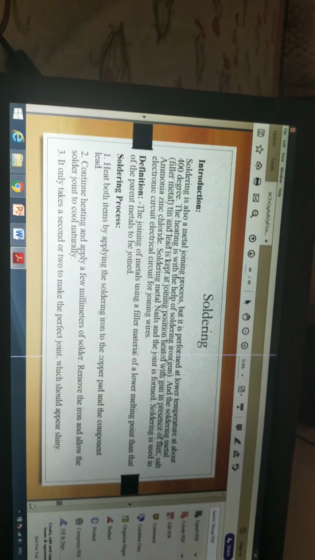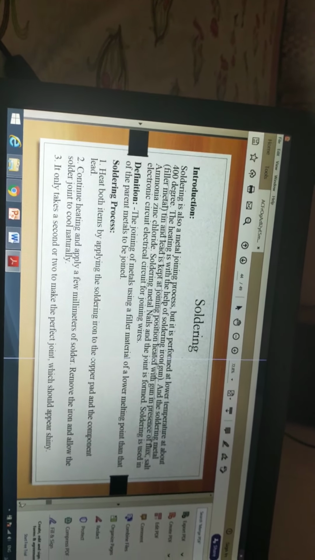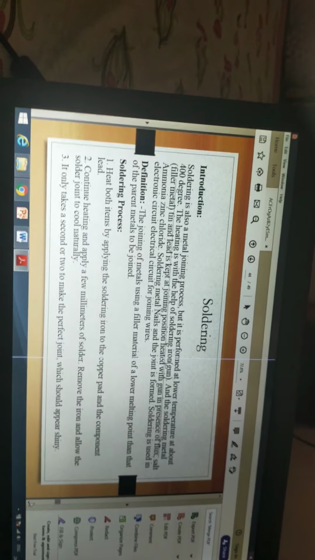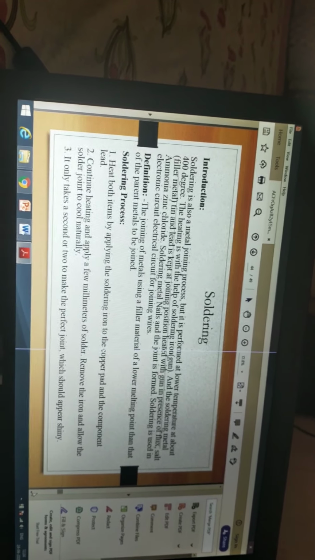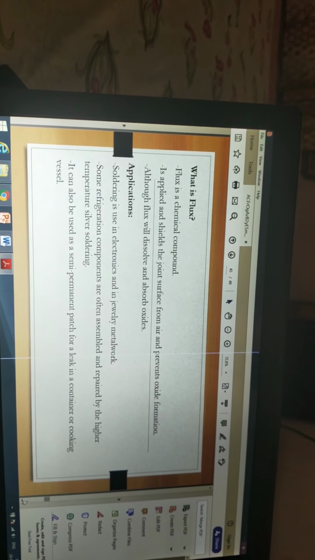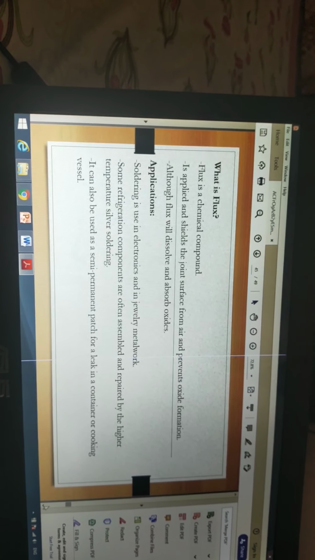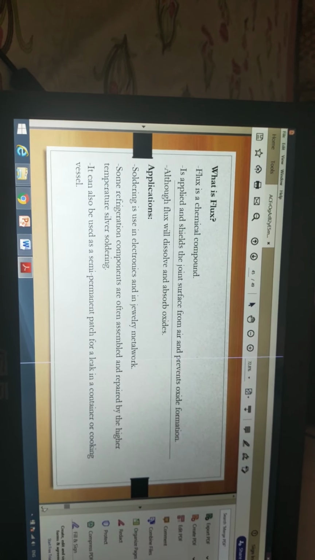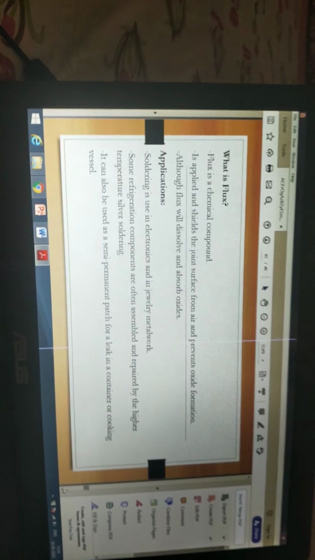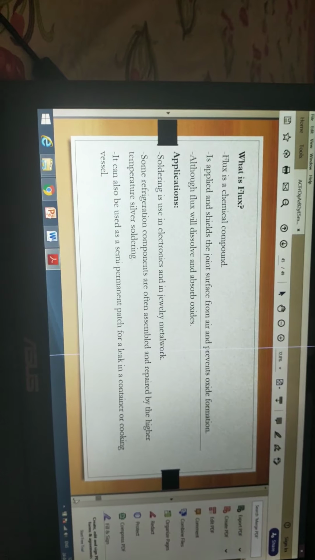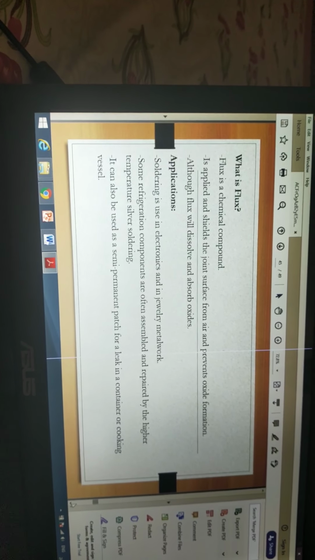Generally, in 99% of cases, soldering is used for joining dissimilar metals, though it can be used for similar or dissimilar metals. What is flux? Flux is a chemical compound which is applied and shields the joint surface from air and prevents oxidation or the formation of oxide. Flux will also dissolve and absorb oxides.